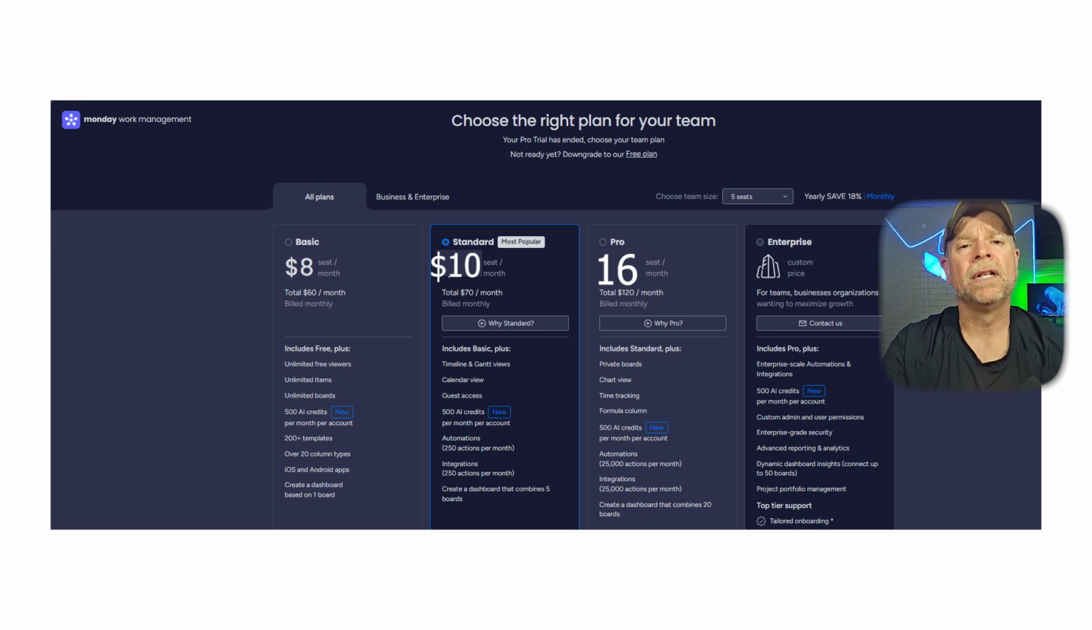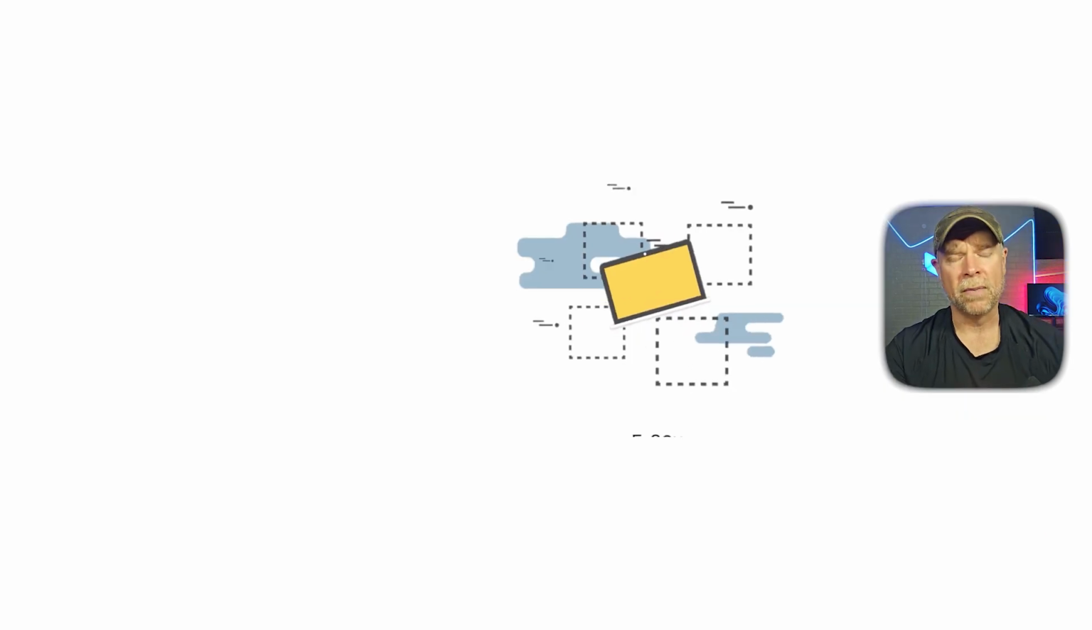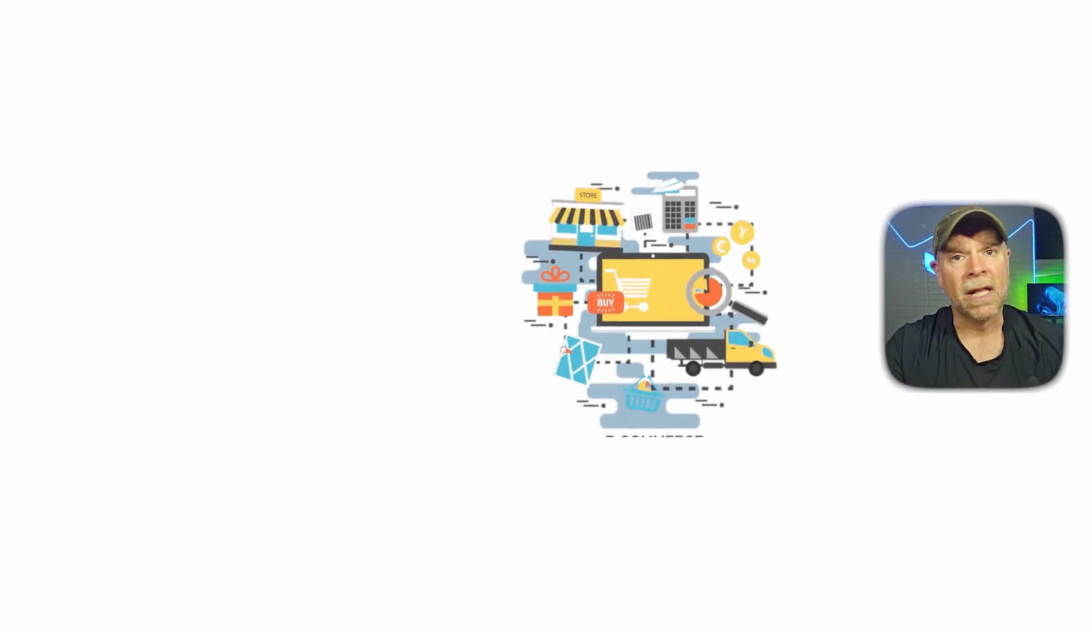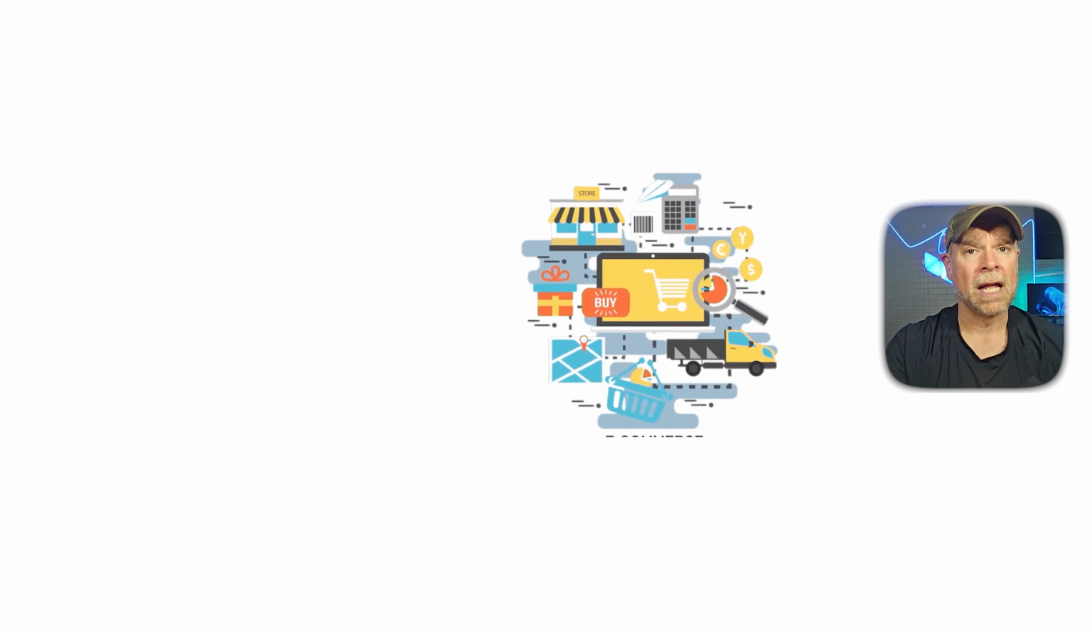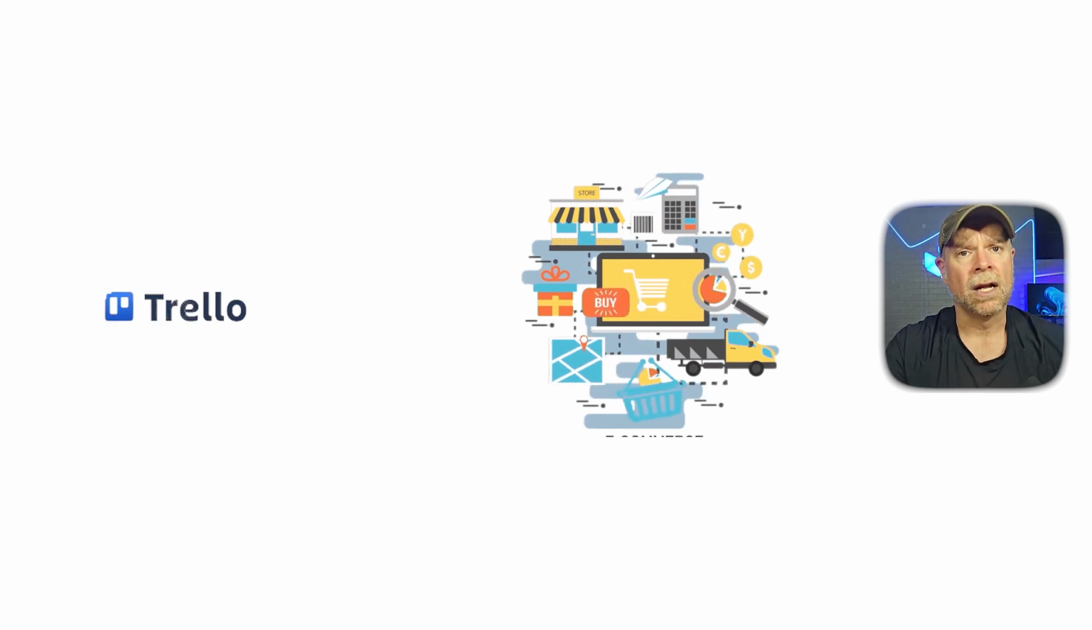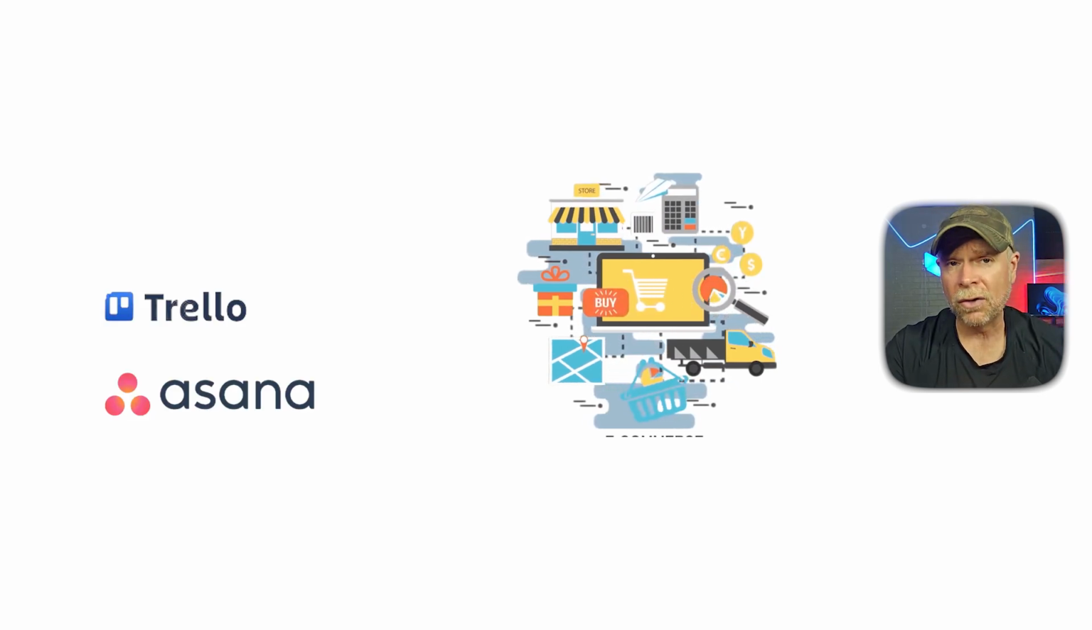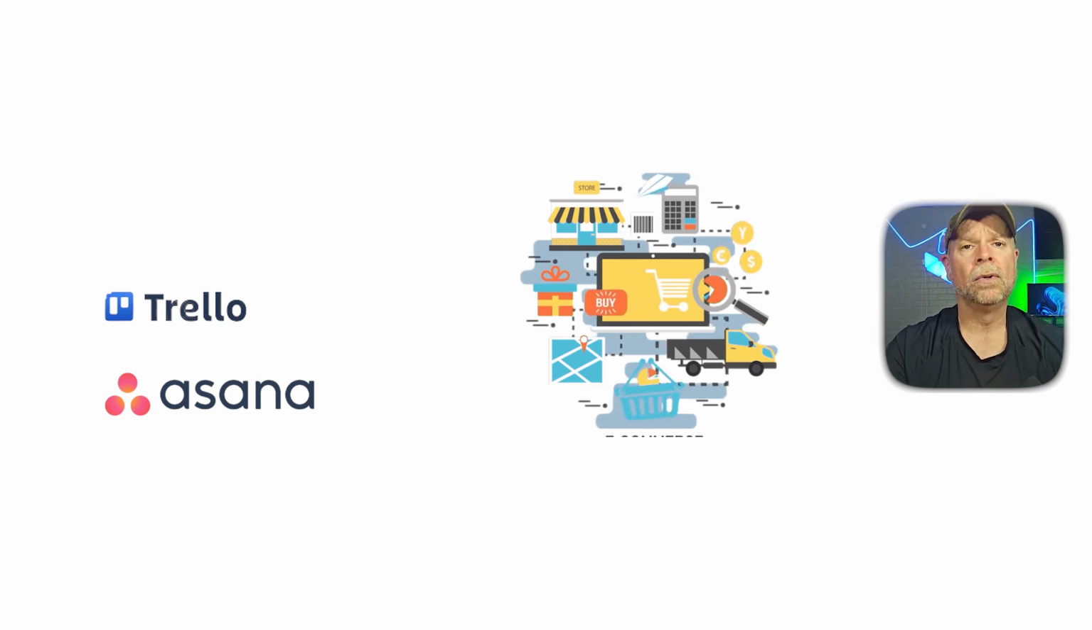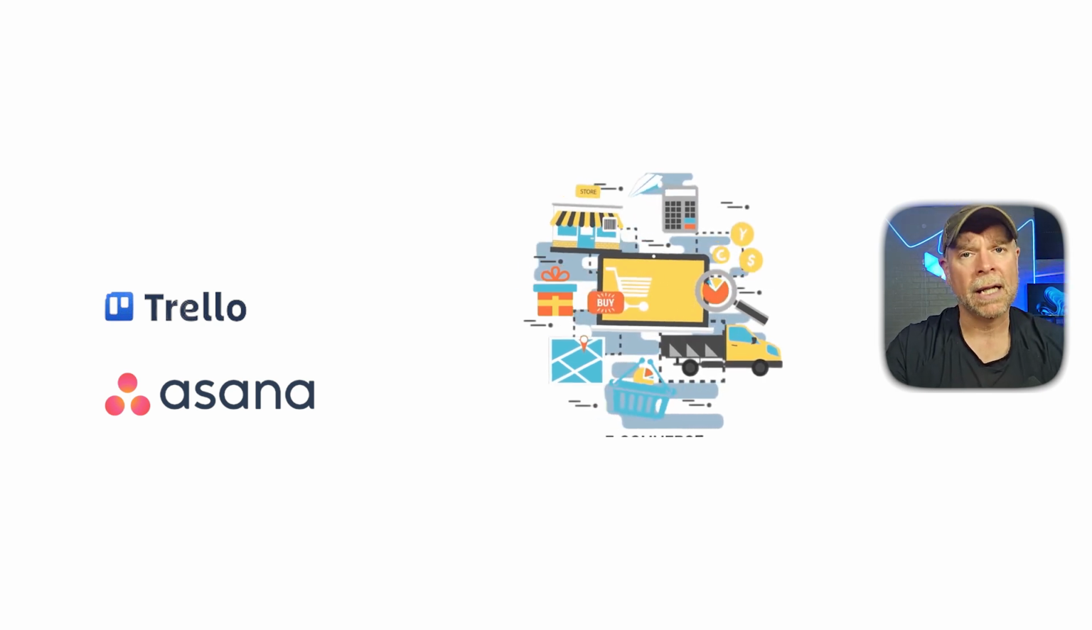Now, to wrap this all together, let's talk real-world fit. So if you're running a small business or a startup that just needs to get organized and move quickly, then Trello and Asana are great choices. They're intuitive, they're easy to onboard, and you'll be up and running in no time.